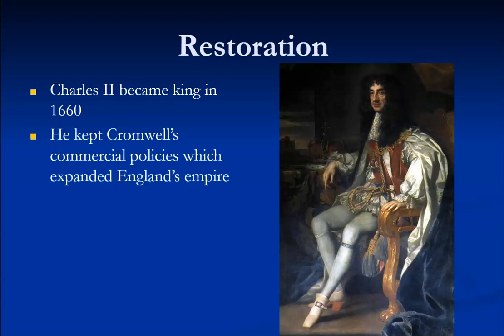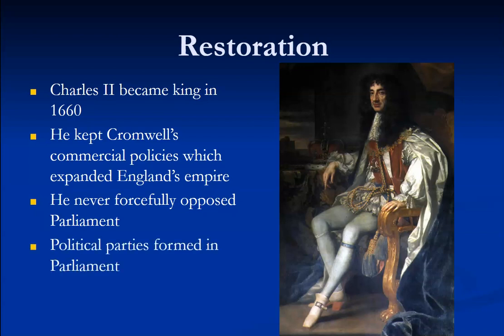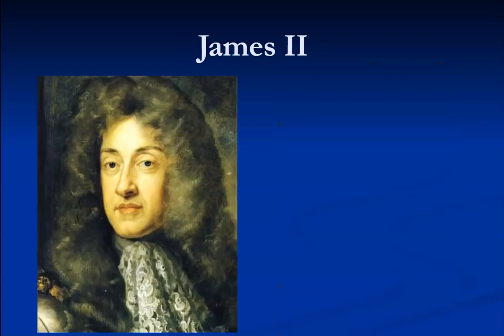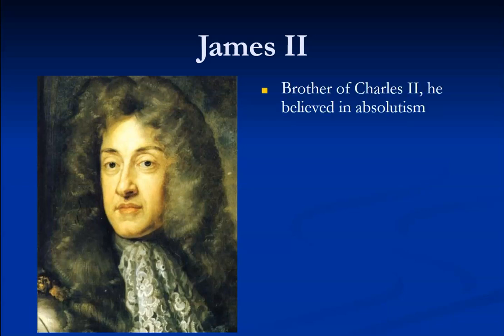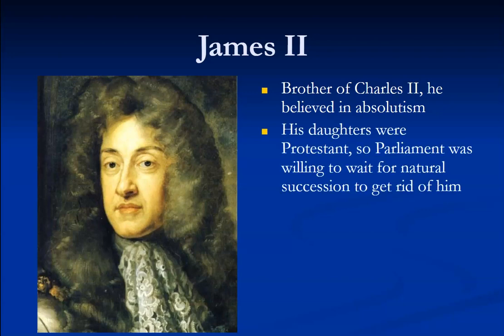Now, he kept Cromwell's commercial policies, meaning his policies regarding trade, which expanded England's empire. However, he never forcefully opposed Parliament, which makes sense when you remember that Parliament had literally executed his father. Political parties had formed by this point in Parliament. Now, Charles II dies, and Charles's brother, James II, becomes king, and he believes in absolutism again. So there were definitely conflicts between James II and Parliament.